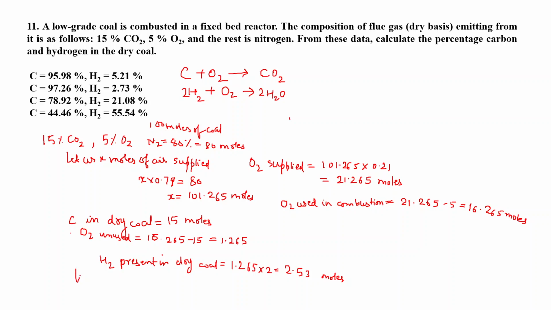So now let us calculate the weight of carbon and hydrogen in dry coal. These are the moles of carbon in dry coal. So the weight will be 15 into its molecular weight, which is 12. It will give 180 grams.